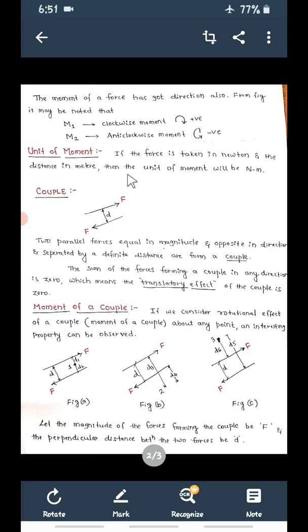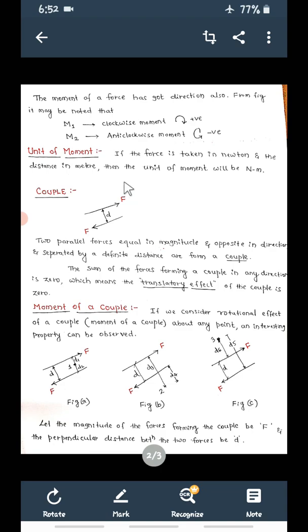So moment is nothing but the capacity of a force to rotate the body. To produce a moment, what is required? Magnitude of force and perpendicular distance are required. So moment is equal to force into the perpendicular distance between the force and the point where we want to calculate the moment. So the unit of moment depends on the unit of force and the unit of distance.